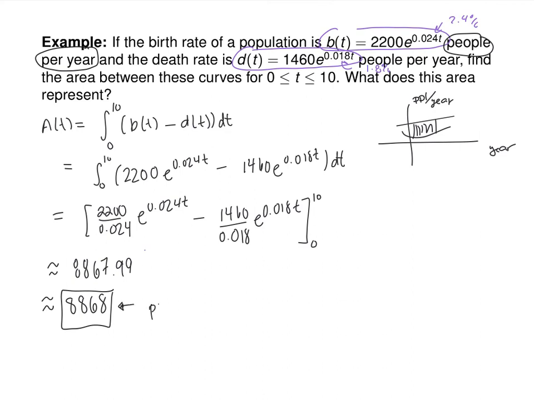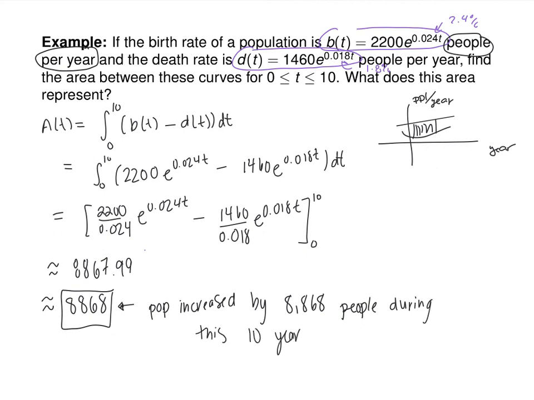So this tells you the population increased by 8,868 people during this 10-year period. And that does assume that we don't have any kind of people coming in or going out, but I think in general, it's the amount the population increased by, or how many more new people there are.